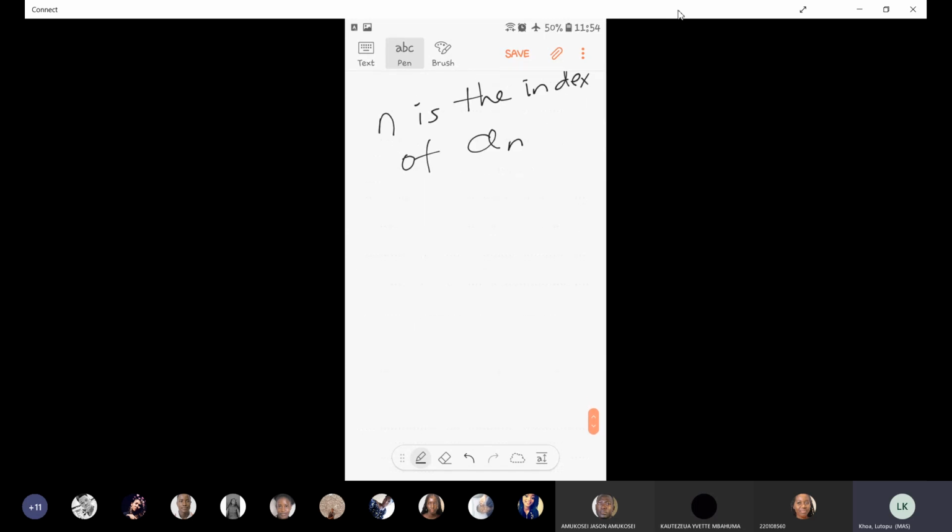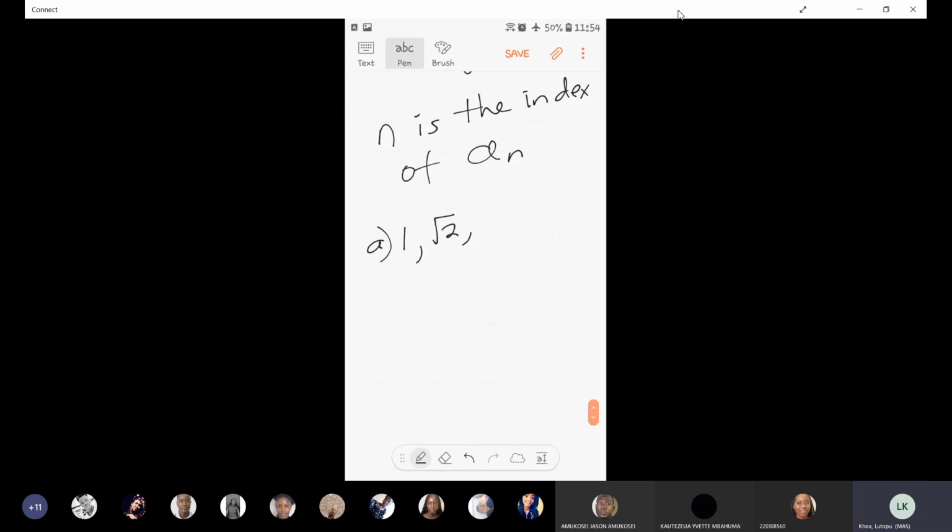Let's say I give you a sequence: 1, square root of 2, square root of 3, 2, and then I say it continues in this manner. Now here, what we try to do is come up with a formula for the nth term. If you look at this, you'll notice what is happening. I started with 1, then the square root of 2, the square root of 3, and then this is the square root of 4.